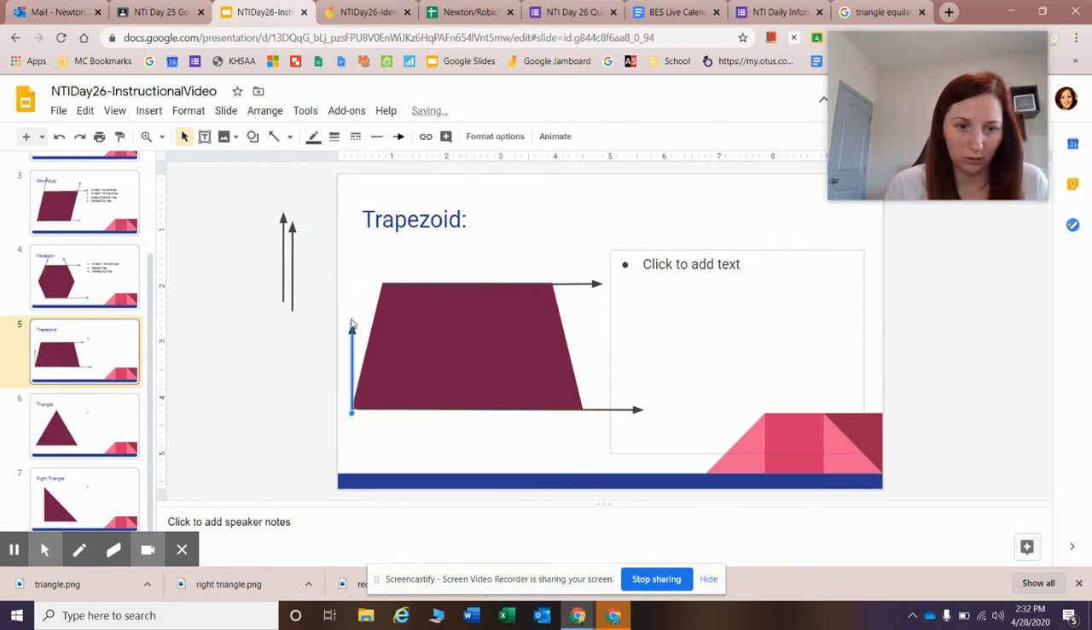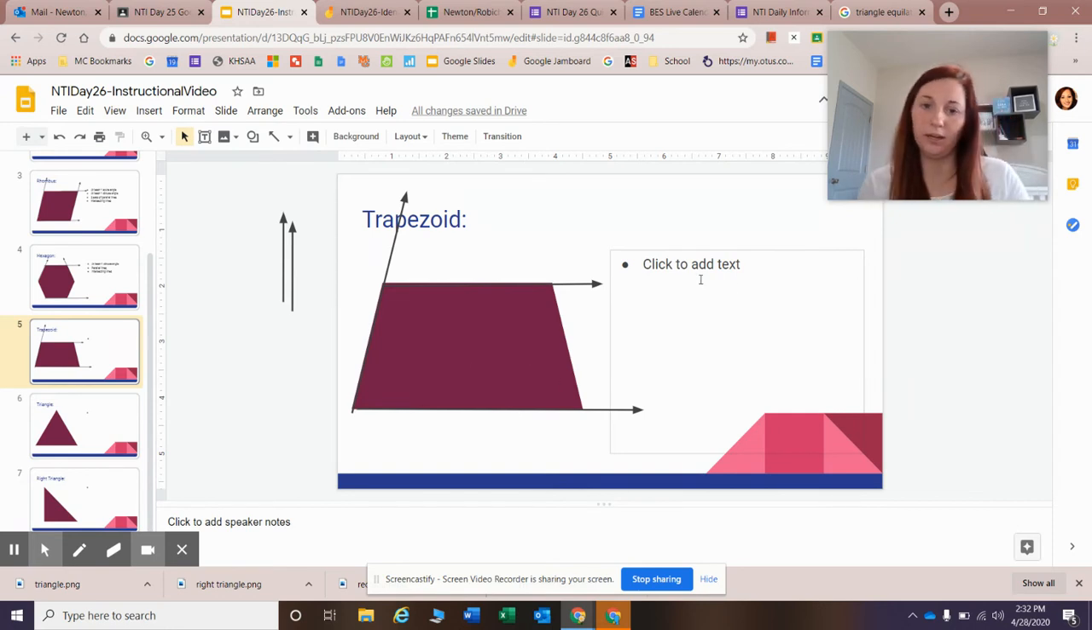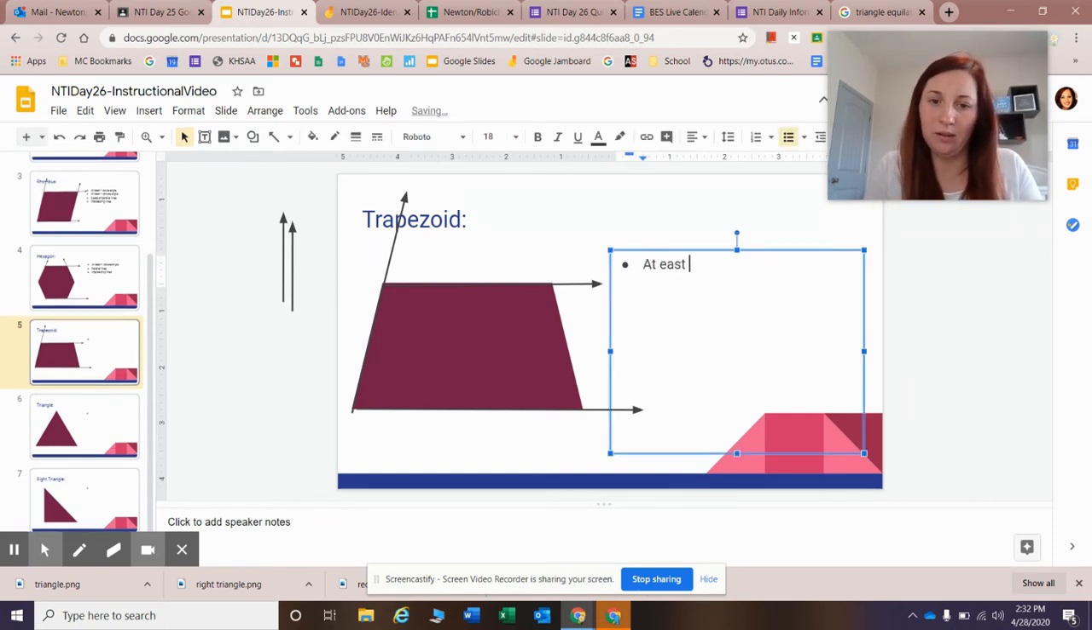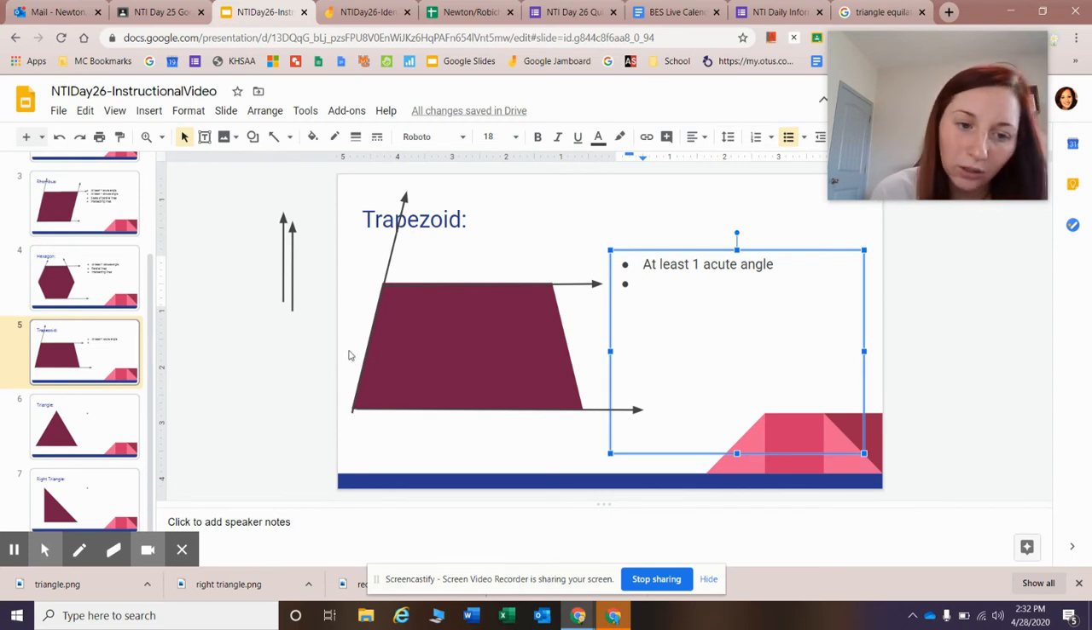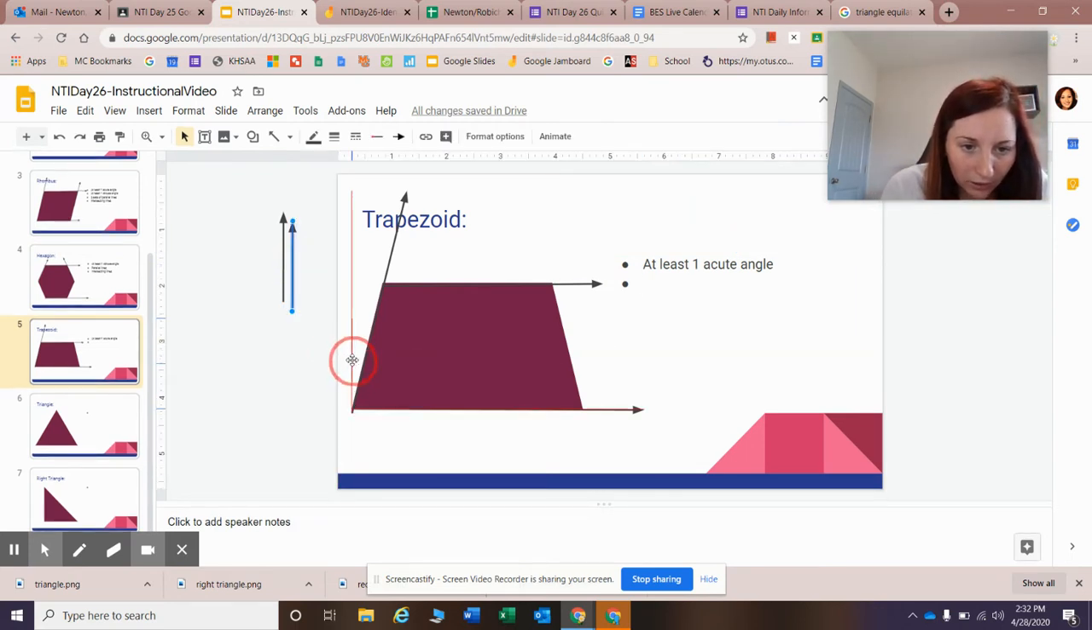So let's look at angles first. Does the trapezoid have any acute angles? Well, this bottom right-hand corner and left-hand corner are both acute angles. So I know that it does have at least one acute angle. Remember, an acute angle is really cute. It's tiny. It's smaller than 90 degrees. I know that it's smaller than 90 degrees because if I draw this in here to make 90 degrees, a perfect corner, it is less than that.